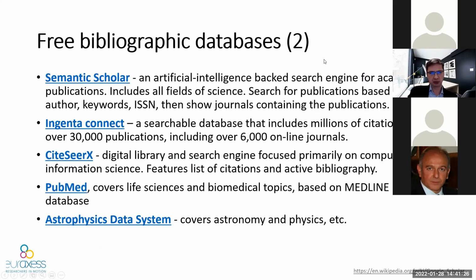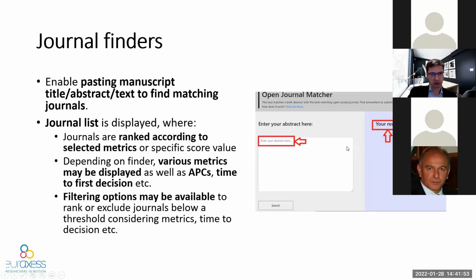What I also recommend, which is free, is for example Semantic Scholar, which gives good recommendations because it's artificial intelligence based. Also, Ingenta can be good. And in special branches of science, for example, in computer science you have CiteSeerX, in medicine PubMed, in astronomy and physics the Astrophysics Data System. They are also very good. But as I told you, in my opinion, the best options for searching for journals are journal finders.